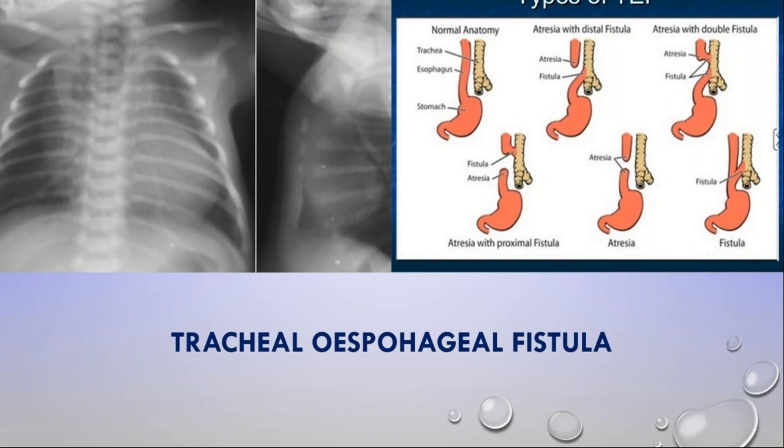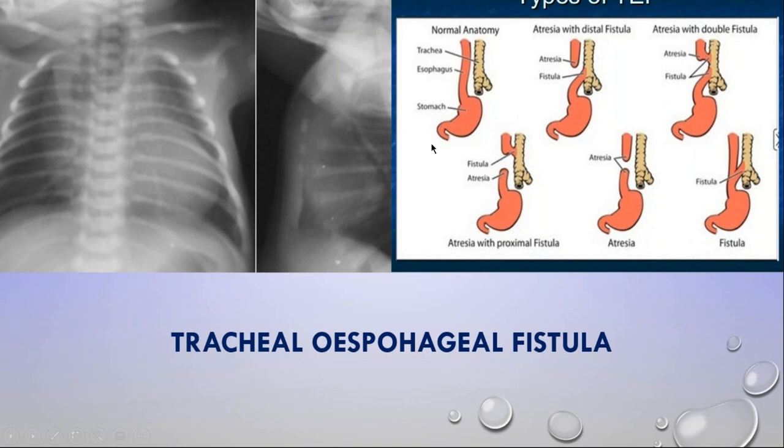But now we have to look at what we call a TOF, or a tracheal esophageal fistula. So right in the beginning, when we spoke about the primal gut, we were talking about the foregut. This is a birth defect in the foregut. So if you look at this picture here, you can see that we've got the normal anatomy, meaning that we've got the bronchi here and the airway here, and we've got the stomach here.